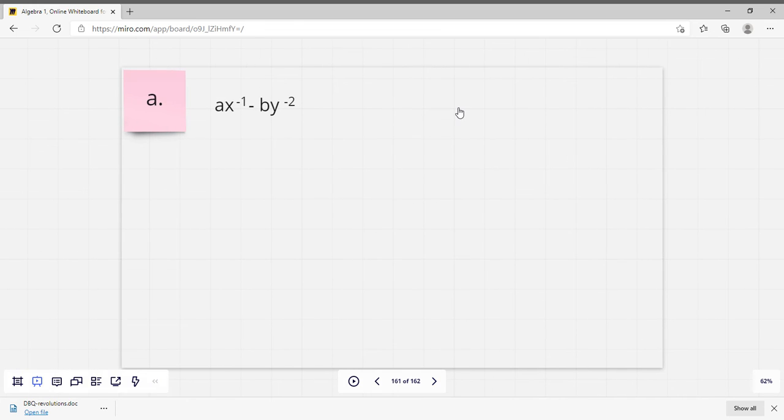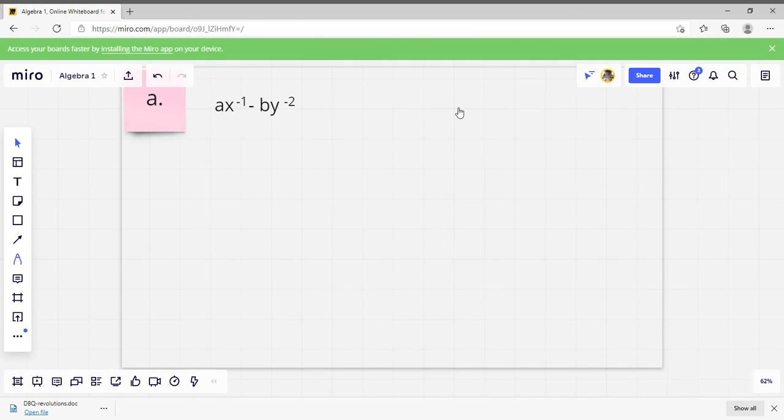Alright, so hopefully you pause the video and work the practice problems. I'm going to start with doing A. So I'm going to need to move my x down to the bottom and my y down to the bottom. So I'm going to have a over x, and that's x to the 1, so I don't have to write the exponent, minus b over y squared. Alright, so my new denominator is going to be xy squared.